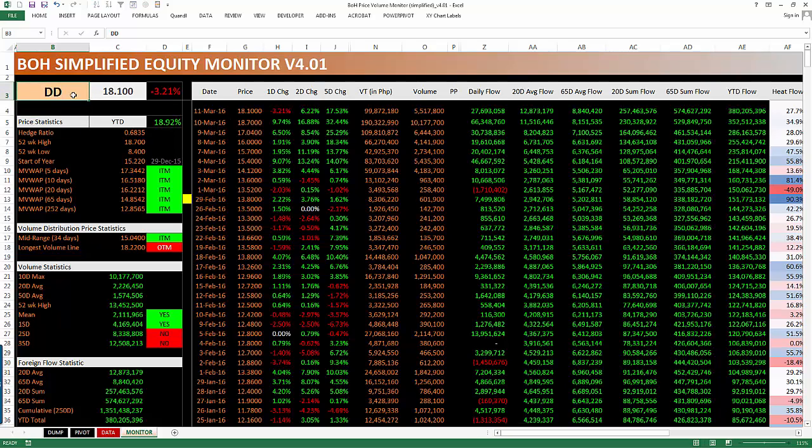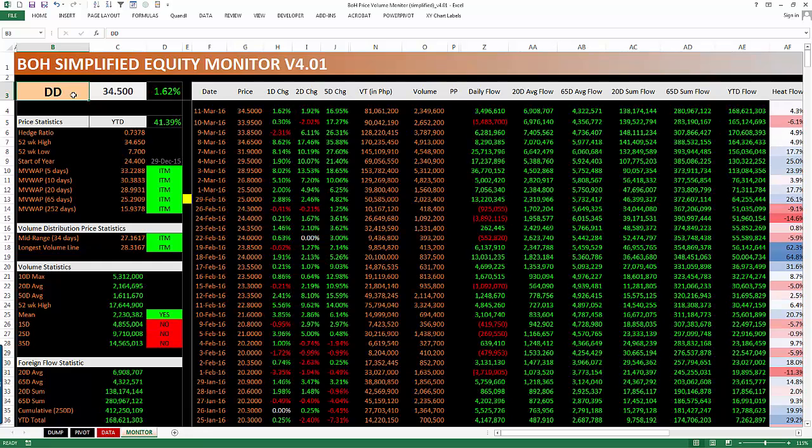Si DD, ano ba yung nangyari from a flows perspective? Kasi nakita naman na natin kung ano nangyari din sa price action niya over the past year. Over the past 65 days, foreigners have accumulated 280 million. Year to date, they've bought around 168 million. And not once na yung average flow statistics mo turned negative, or kahit yung sum flow statistics mo, hindi siya nag-negative. So, they're still there.